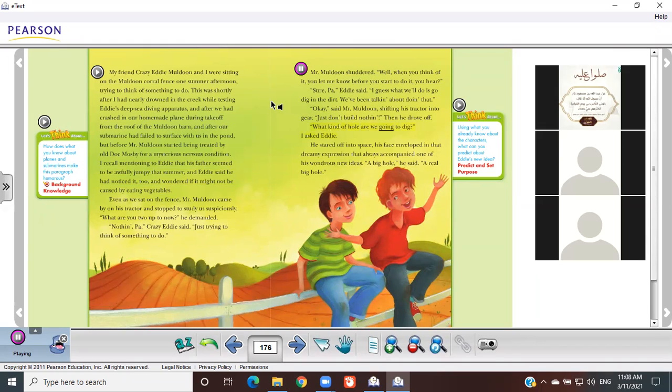"What kind of hole are we going to dig?" I asked Eddie. He stared off into space, his face enveloped in that dreamy expression that always accompanied one of his wondrous new ideas. "A big hole," he said, "a real big hole."